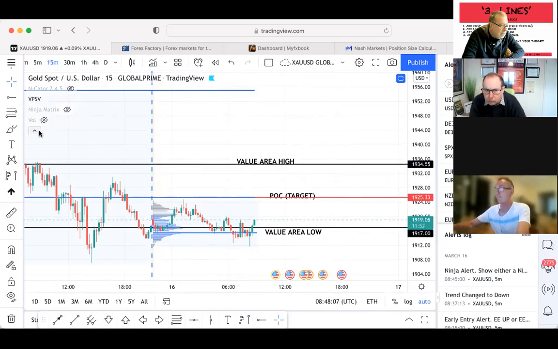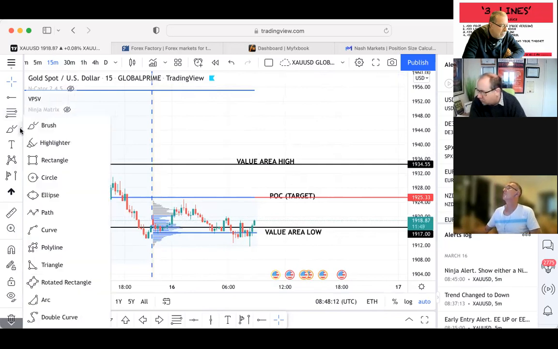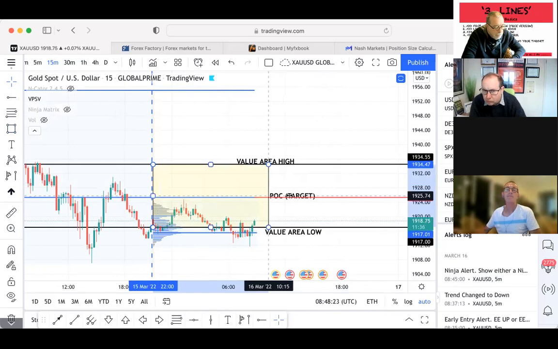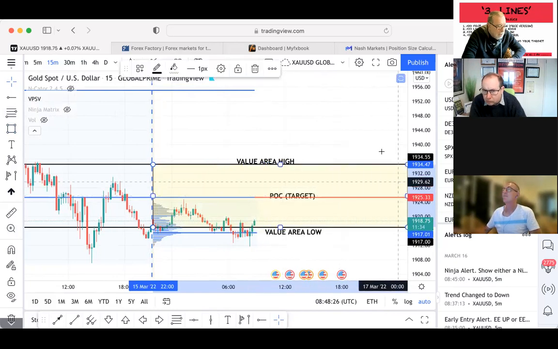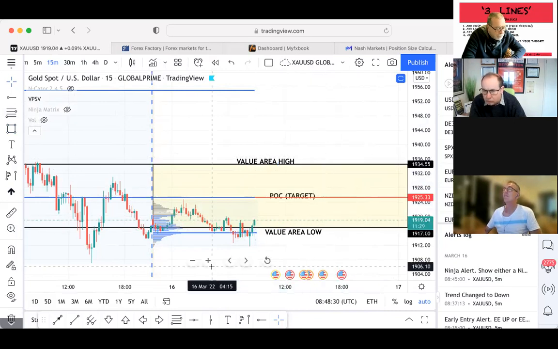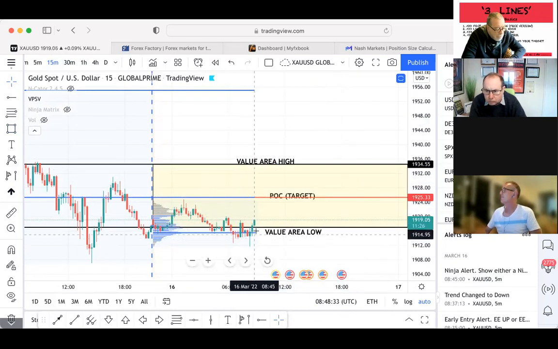What I like to do, just as a visual focus, is put a little rectangle on there and then stretch it out. So that's just focusing my eye on today's field of play. So now the current price, within the last half hour or so, has actually come to within our field of play.